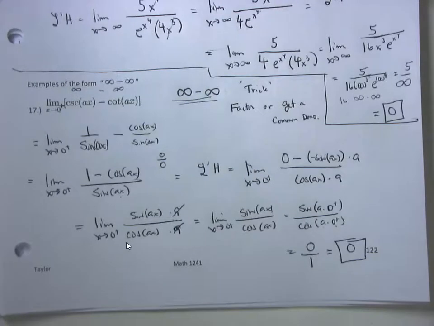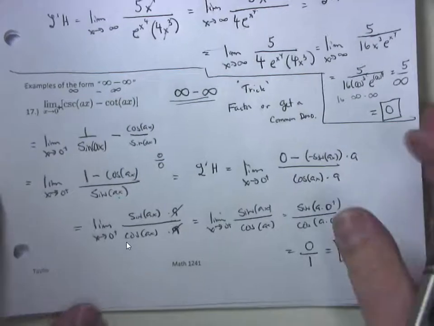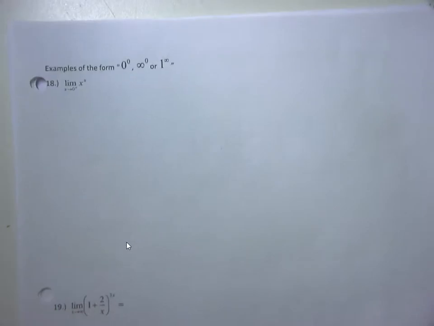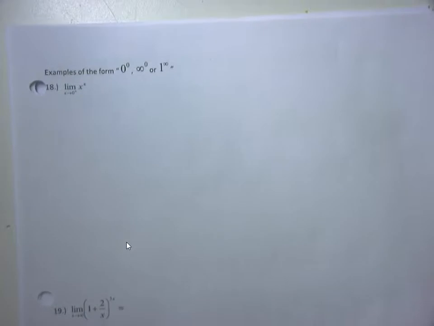So here's another example of infinity minus infinity, which ends up canceling out and you actually get 0. Does that make sense? Questions? Okay. So the trick is either to factor or to try to get a common denominator. This one was a common denominator. If I've got something that's in common, then I'm going to factor it out.